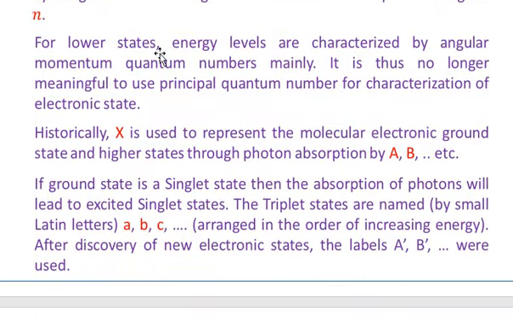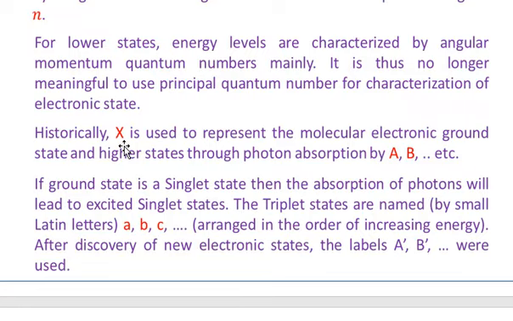For lower states, that is the non-Rydberg states, energy levels are characterized by angular momentum quantum numbers only. That is the orbital angular momentum quantum number and the spin angular momentum quantum number. These two quantum numbers will then determine the energy state of the molecule. It is thus no longer meaningful to use the principal quantum number for characterization of electronic states in a molecule.